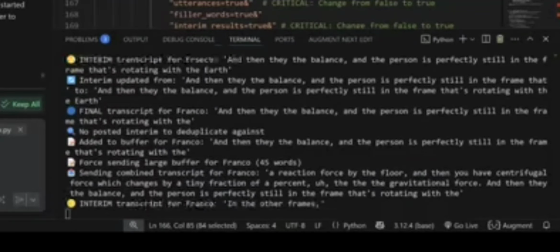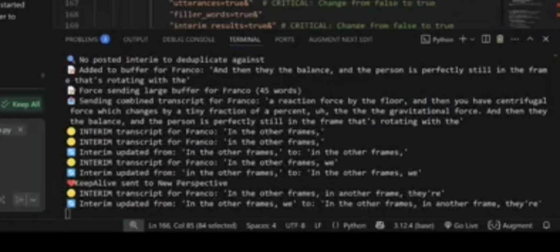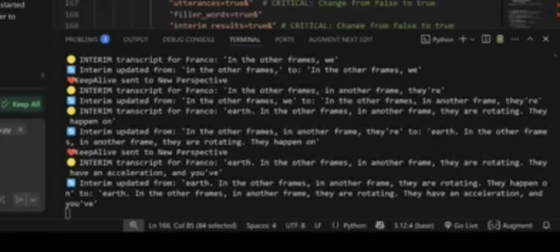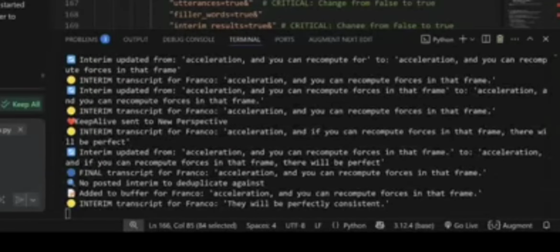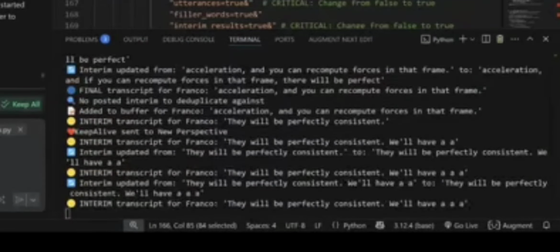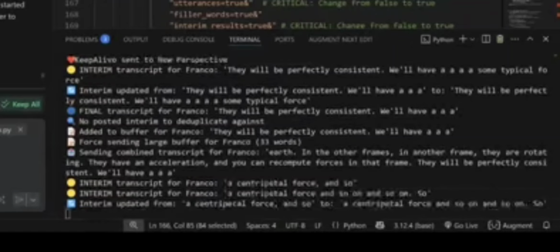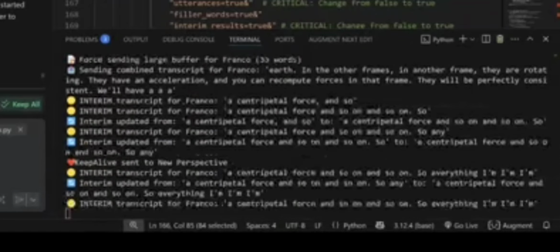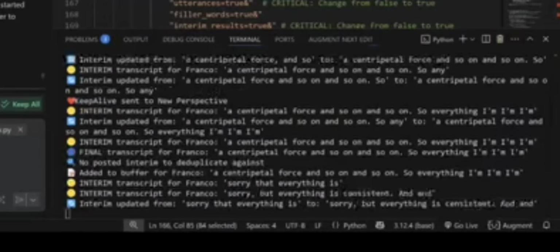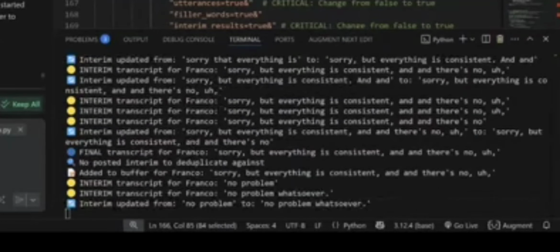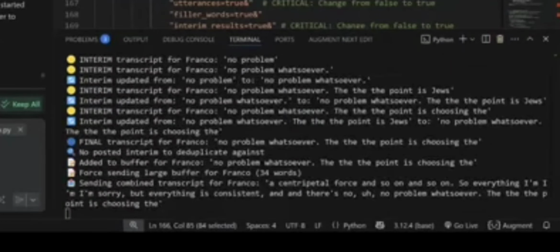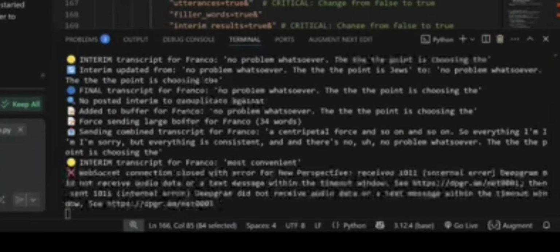In another frame, they are rotating, they have an acceleration, and if you compute forces in that frame, they will be perfectly consistent. We'll have a centripetal force and so on. So everything, I'm sorry, but everything is consistent, and there's no problem whatsoever. The point is choosing the most convenient frame in order to describe things.